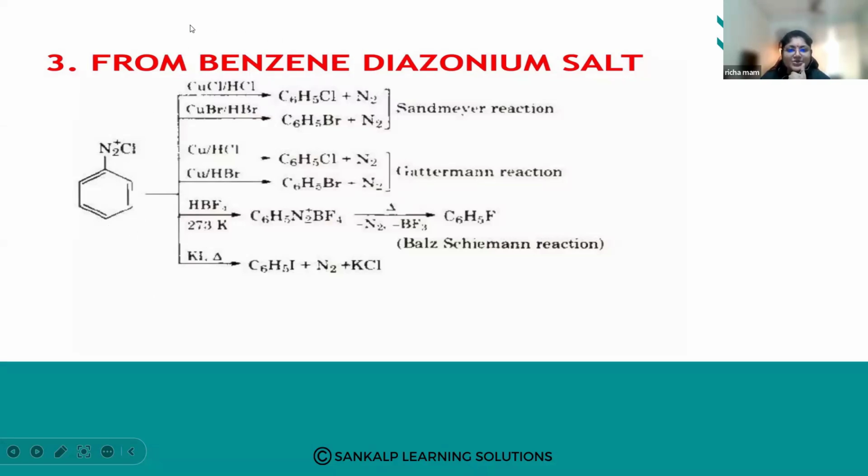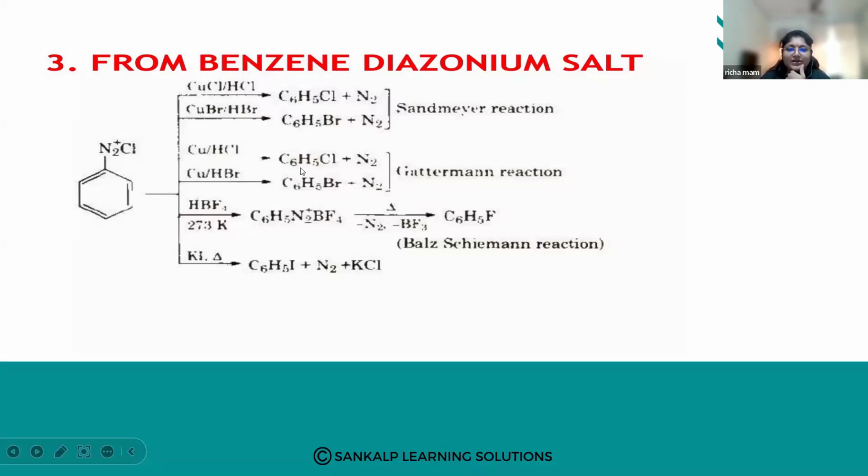On benzene diazonium salt, we get the Sandmeyer reaction and Gattermann's reaction. So the respective chlorobenzene and bromobenzene are obtained. Please go through this. Then we have seen the fourth one, but this is not in your syllabus. We have seen that when you heat your benzene diazonium salt with KI, we get iodobenzene plus N2 gas liberated plus KCl. So these things we have discussed.